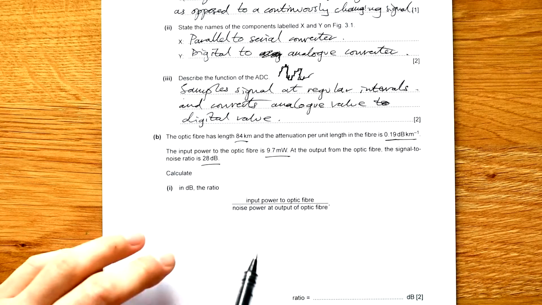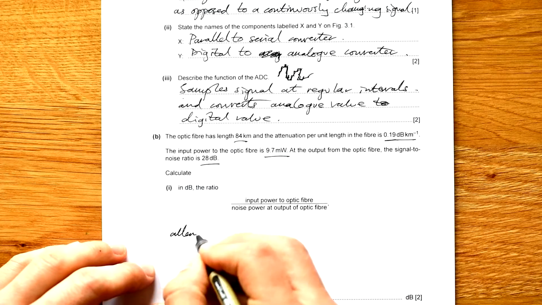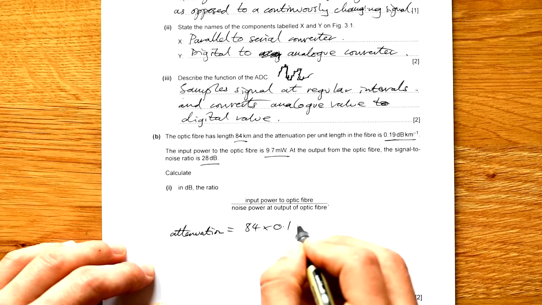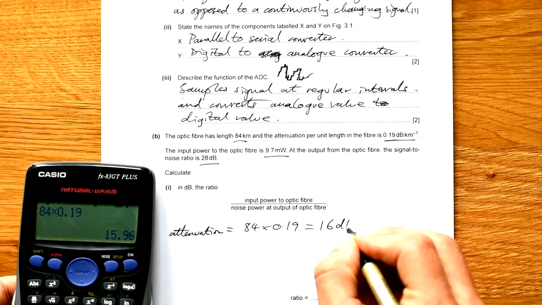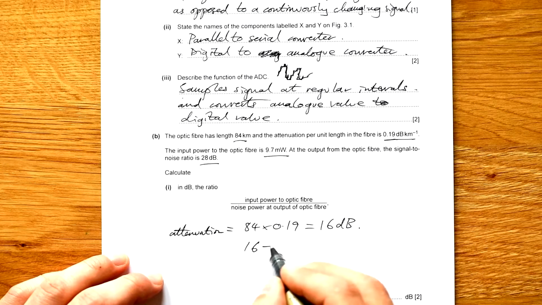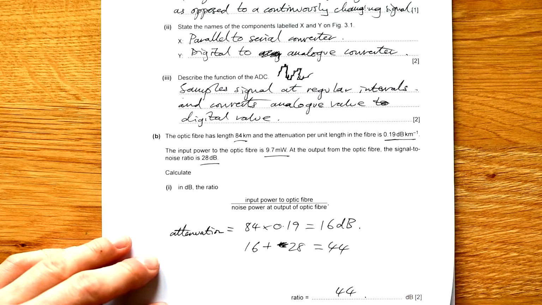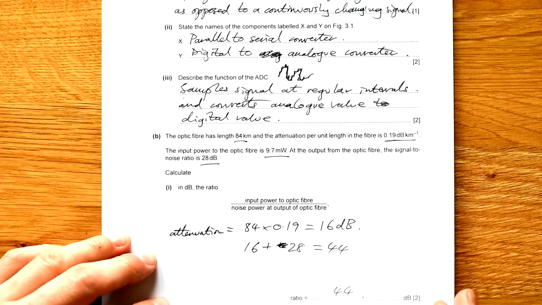First things first, we need to find out just how much attenuation is happening over the 84 kilometers. So attenuation 84 times 0.19, and that is 16 decibels. So we have 16 decibels attenuation over the whole fiber. And because we're dealing with logs here, we just have input power to optic fiber divided by noise power output of optic fiber. So this is equal to this 16 decibels plus the 28 decibels. That gives us 44 decibels. That's the thing about this log scale. Because it's a log, we can add up the values.